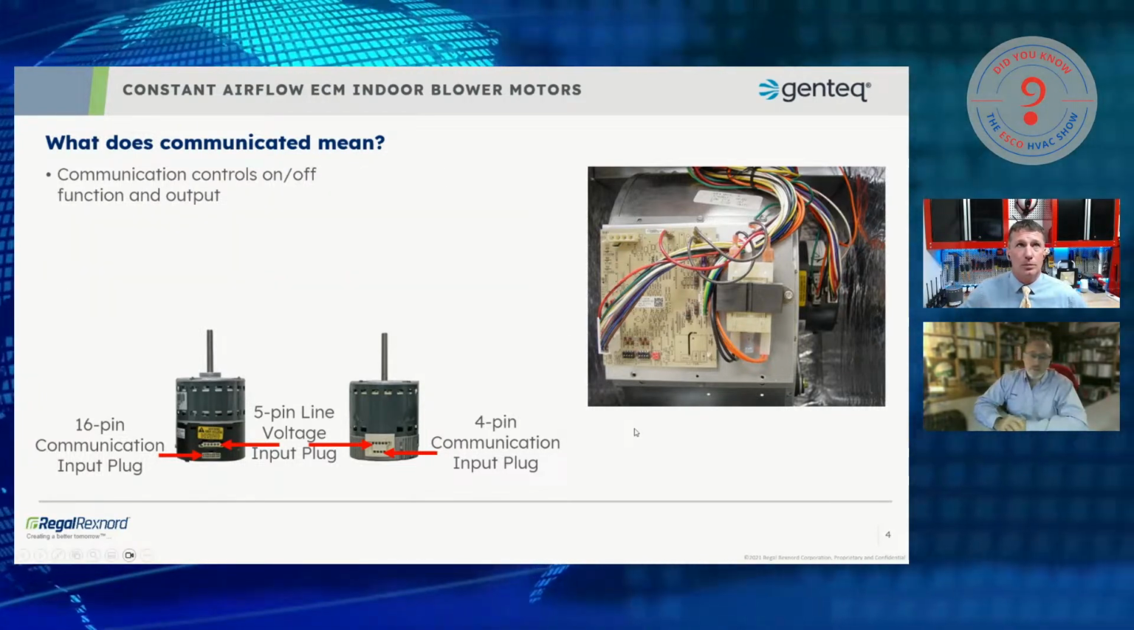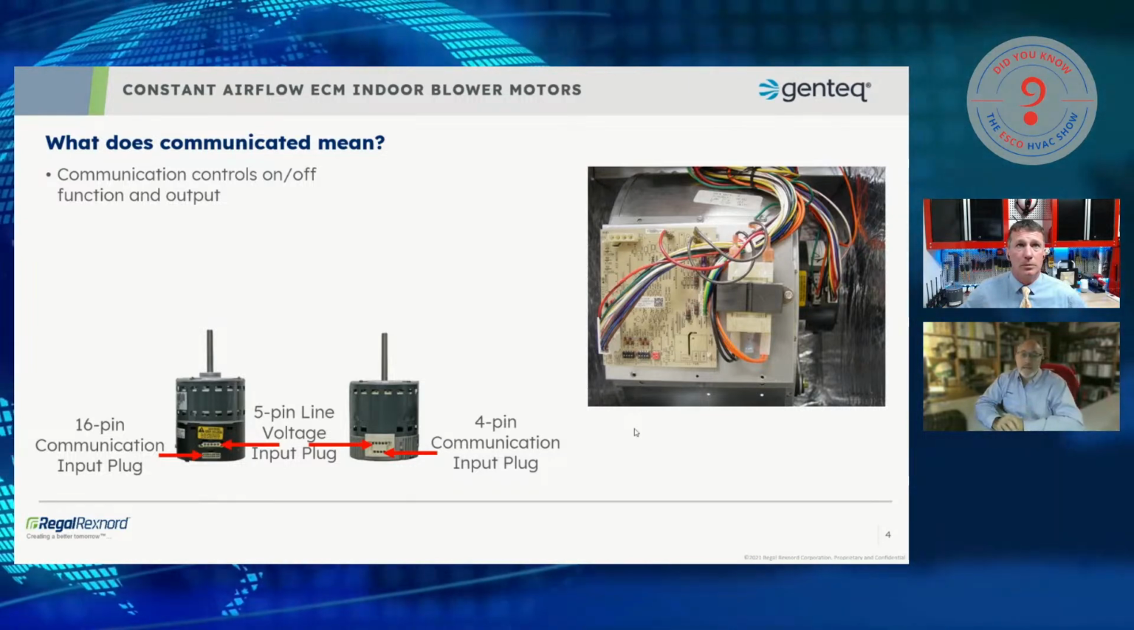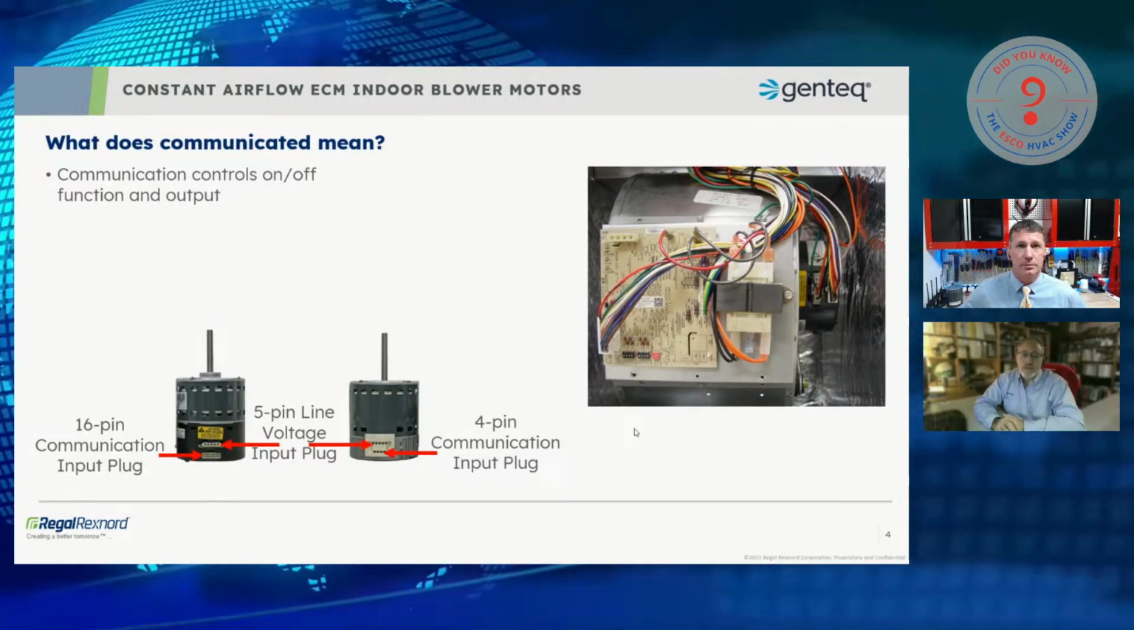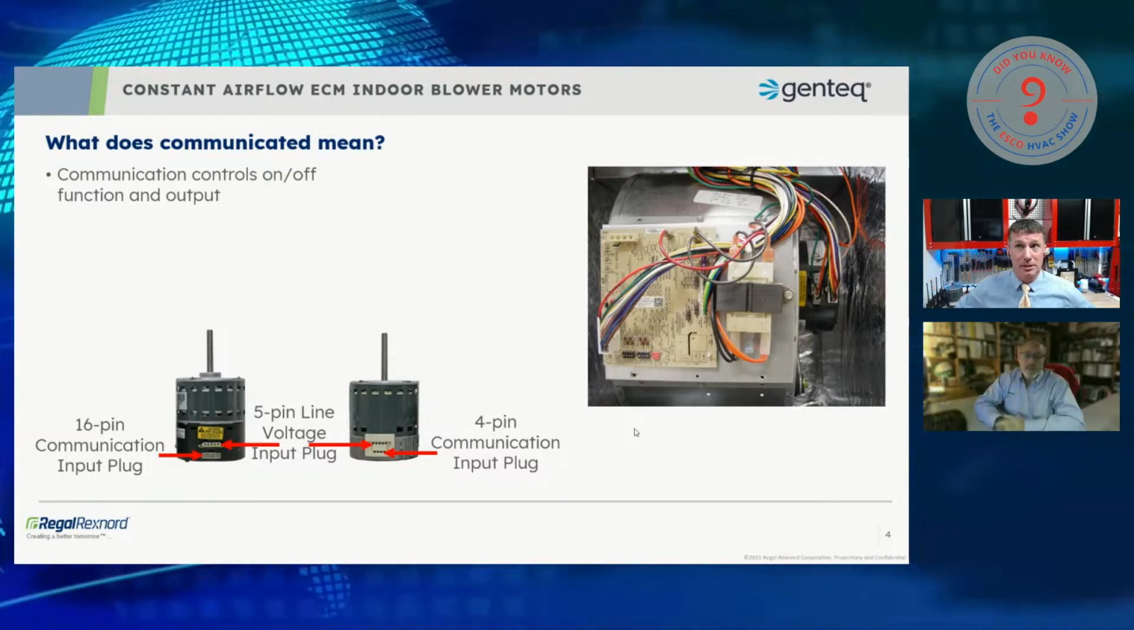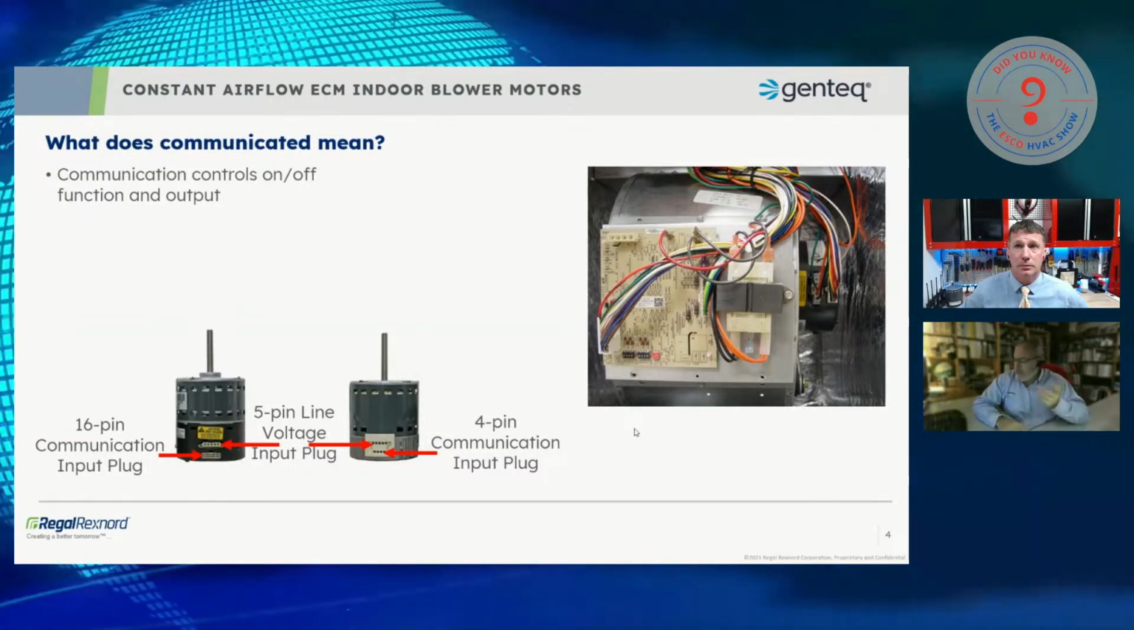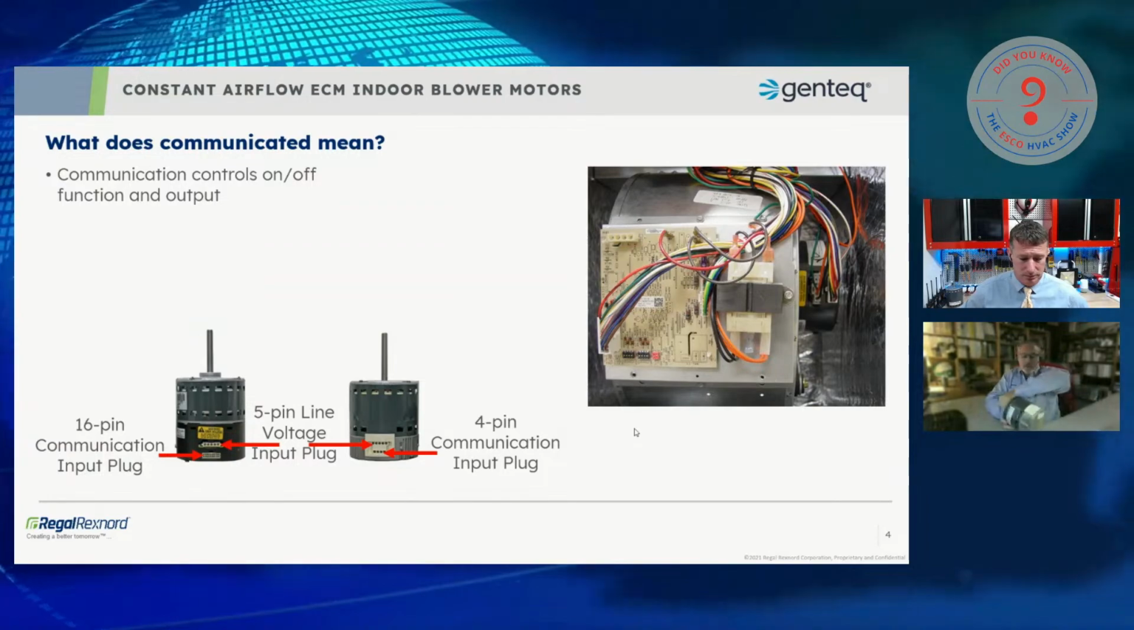So what does the communication do? The communication is the on-off command for the motor. The line voltage to an ECM is connected continuously. And we do that on purpose. And I didn't take my motor apart, but I'll do it while I'm talking.